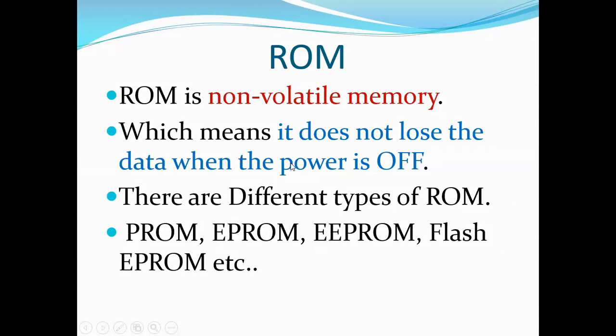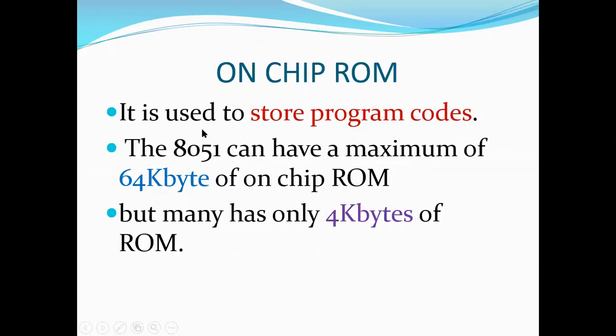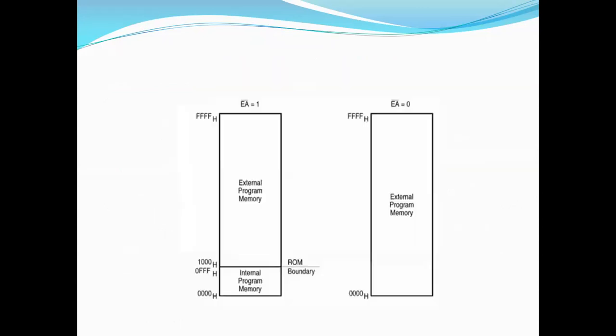ROM is normally used to store programs, so it is also called program memory. Here, on-chip, there are 4 kilobytes of ROM, but there is a maximum provision of 64 kilobytes as external memory. Inside on chip it is 4 kilobytes, but as external memory, we can extend it to 64 kilobytes of ROM. Here the ROM locations are denoted as hexadecimal numbers, 0000H to 0FFFH. This is the internal program memory, that is, internal ROM. FFF means 4 kilobytes, from 0 to 4 kilobytes is internal memory. The rest is external memory, up to FFFF, which means 64 kilobytes. FFF means 4 kilobytes.